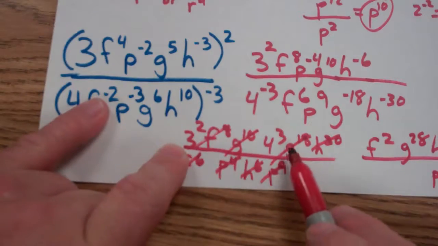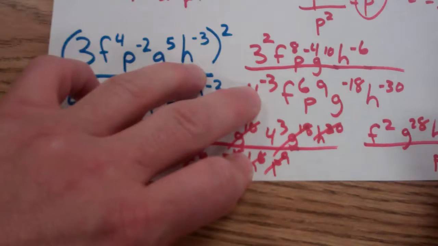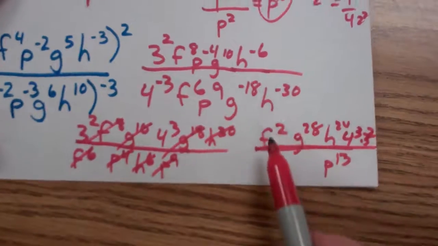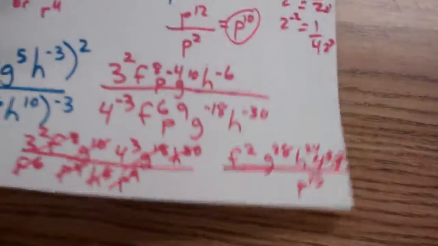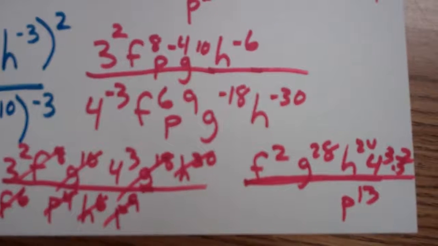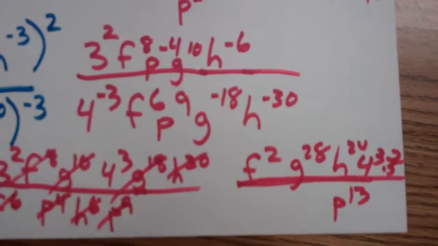I have a 3 squared and a 4 to the 3rd, and that's what I would end up with as I combine all of that. Now I have only f's, g's, h's, and numbers on top, and only p's on the bottom. It's simplified.